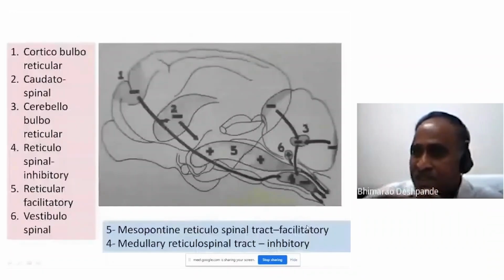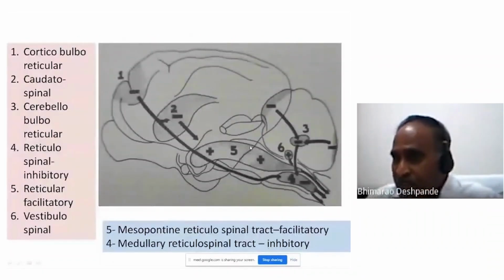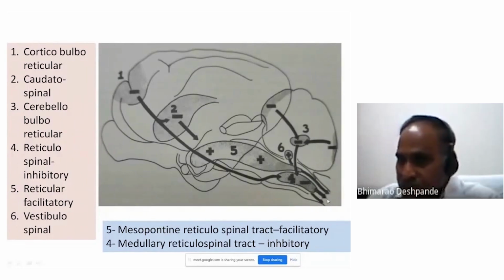So let us check it. Look here, this is the reticulospinal. Number 5 is the reticulospinal projection. This is pontomedullary, so this is excitatory, and this is exclusively medullary. This is an inhibitory projection to the gamma motor neuron.